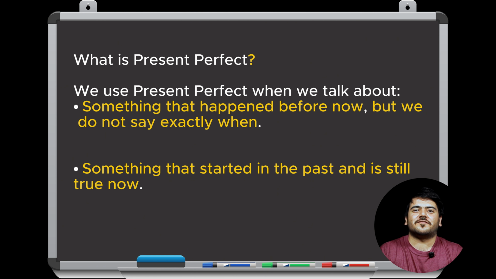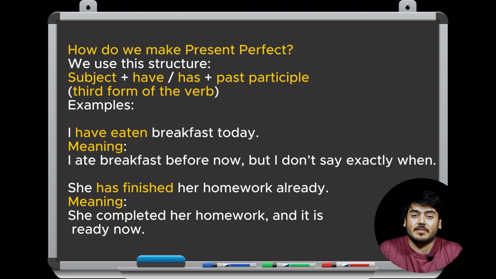What is present perfect? We use present perfect when we talk about something that happened before now, but we do not say exactly when, or something that started in the past and is still true now. The question is, how do we make present perfect? We use this structure: subject plus have or has plus past participle, better said, third form of the verb.